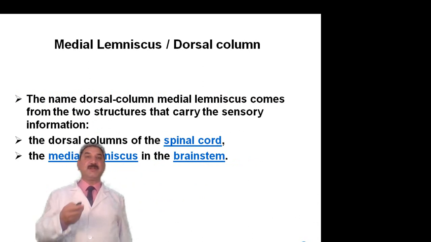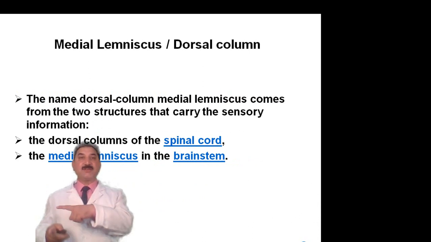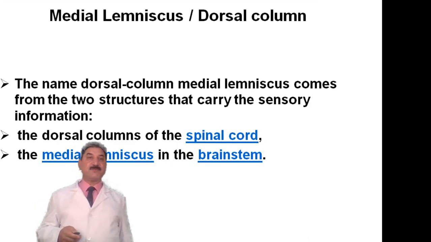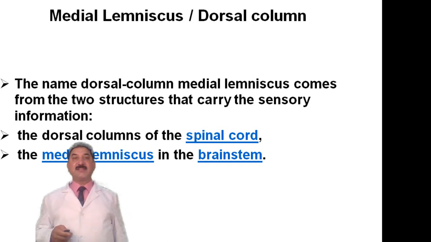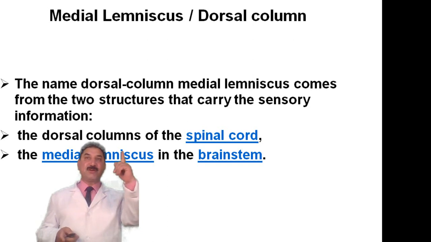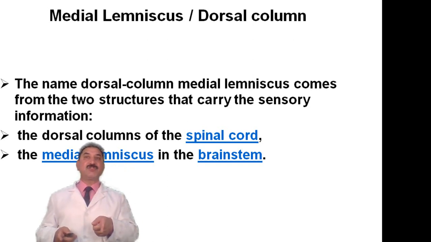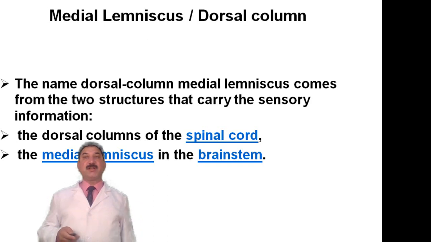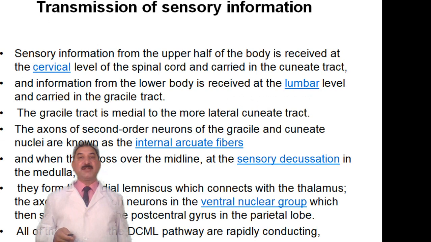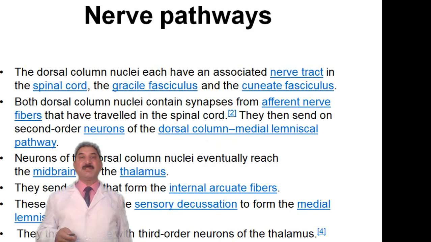What is the difference between medial lemniscus and dorsal column? The names dorsal column and medial lemniscus come from the two structures that carry sensory information. In the spinal cord, we call it the dorsal column. On either side of the posterior median sulcus, you will find the dorsal column. But in the spinal cord, it is called the dorsal column, and in the medulla oblongata, it is called the medial lemniscus.